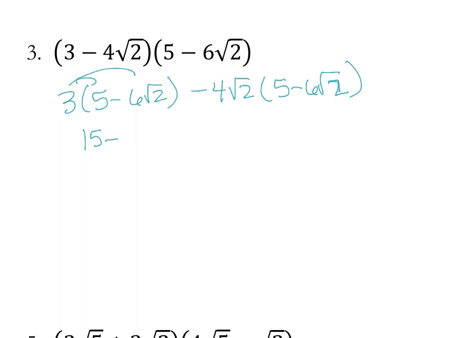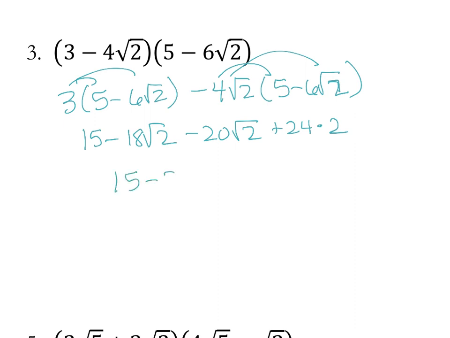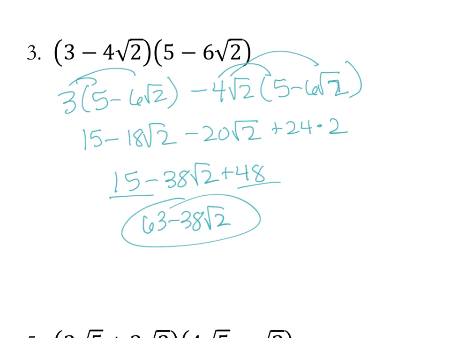So that's 15 minus 18 radical 2. And then this group is going to be negative 20 radical 2. And then negative 4 and negative 6 is positive 24. And radical 2 times radical 2 is just 2. So we're going to get 15 minus 38 radical 2 in the middle. And then on the end that's going to change to 48. So just make sure you combine these two end numbers now. That's going to be 63 minus 38 radical 2, which was the final answer. So hopefully that helped. If it didn't, just let me know and I can help you figure out what your misunderstanding is individually after school.